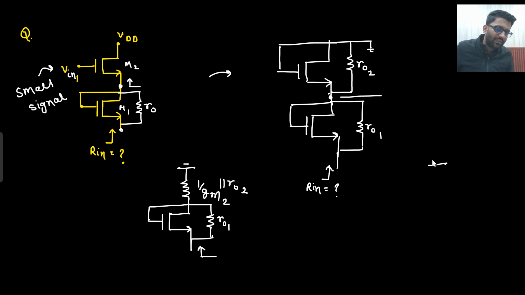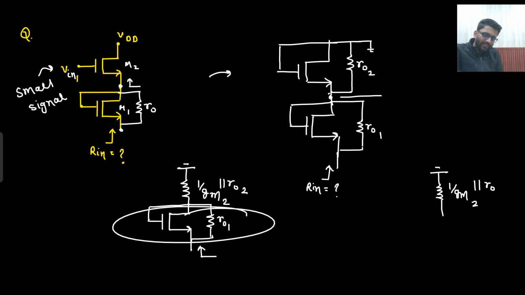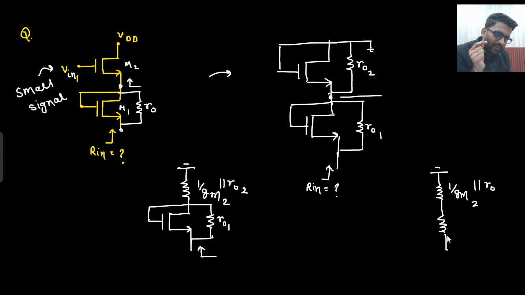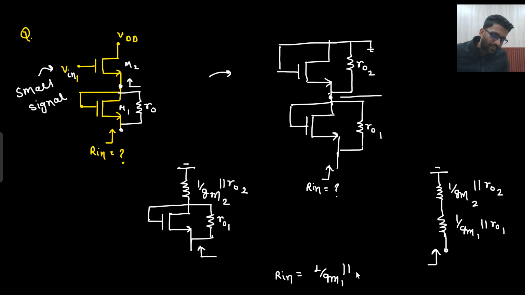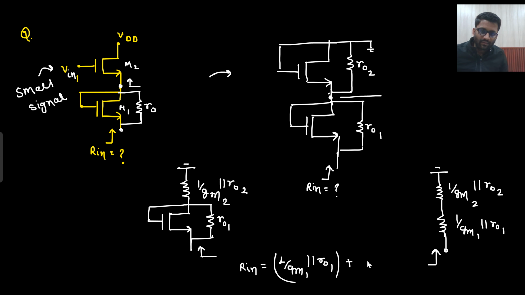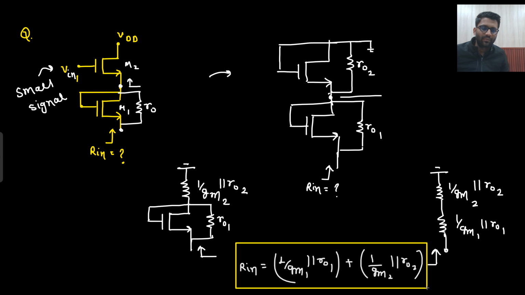So what is the scenario now? This is your ground. So what is the scenario now? That 1/gm2 parallel with R02, and this much is offering you 1/gm1 parallel with R01, and from here you are looking. So from here to ground, what do you see? Your Rin is equivalent to 1/gm1 parallel with R01 plus 1/gm2 parallel with R02. There you go. This is what you will see. Say yes or no.